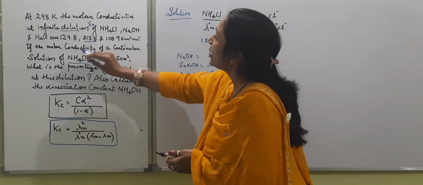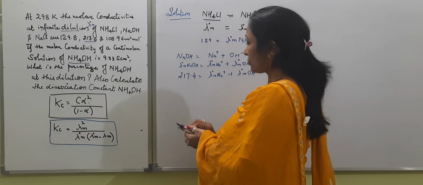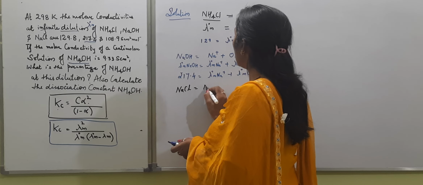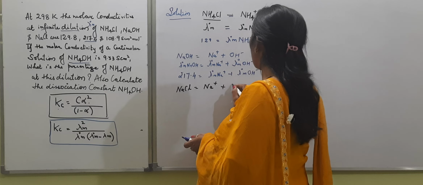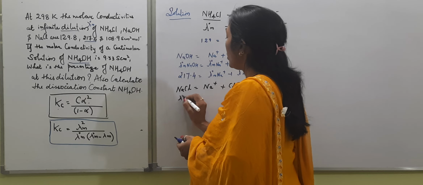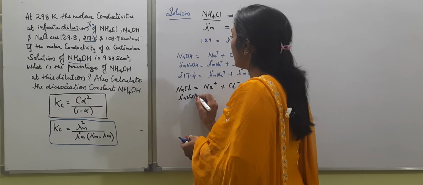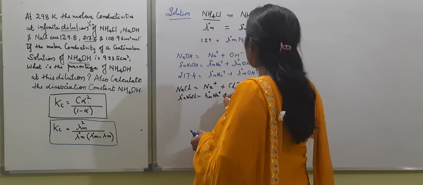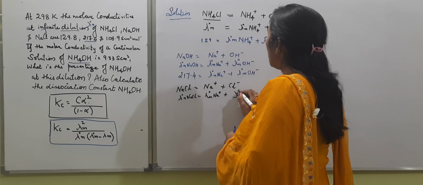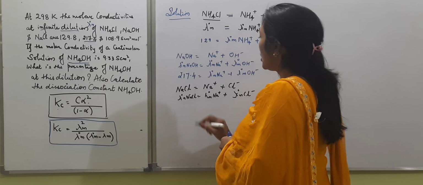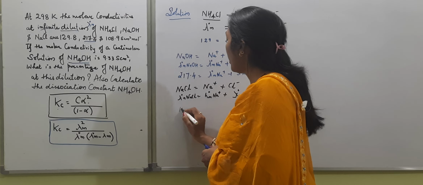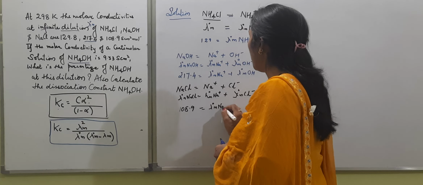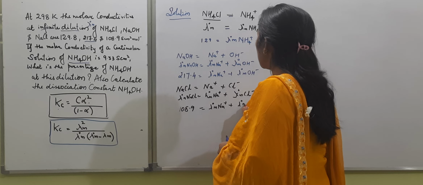And one more electrolyte is given to us, that is sodium chloride. For sodium chloride, NaCl, we can dissociate into sodium ion and chloride ion. So limiting molar conductivity of NaCl equal to the limiting molar conductivity of sodium ion plus the limiting molar conductivity of chloride ion. This value is provided to us, that is 108.9 equal to limiting molar conductivity of sodium ion plus the limiting molar conductivity of chloride ion.